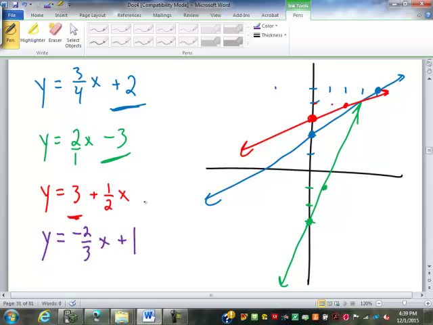How about this one? Where are we going to start? Plus 1, right there, because it's the 1 added to it. And from there, now, the slope here is negative 2/3. So we're going to go down 2 over 3. Notice the positive or negative only goes with the rise. The negative means we just go down instead of up, but we still run left to right. Always left to right with the run. So there we go.